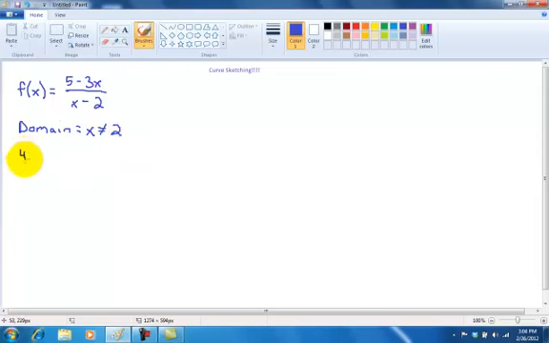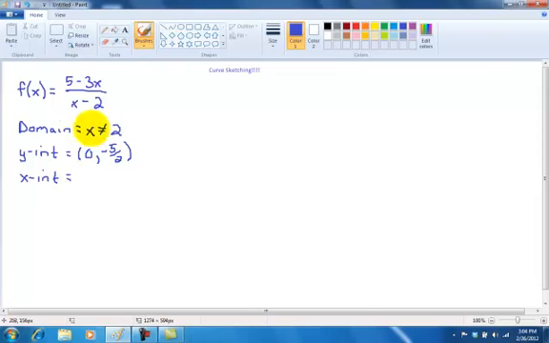Step two is you want to find your intercepts, your y-intercept and your x-intercepts. These take a little bit more work. The y-intercept is very simple. To solve for your y-intercept, just plug in 0 everywhere you see an x. So if I plug in a 0 here and a 0 here, I get 5 over negative 2, so negative 5 over 2. So that's my y-intercept. Very simple.